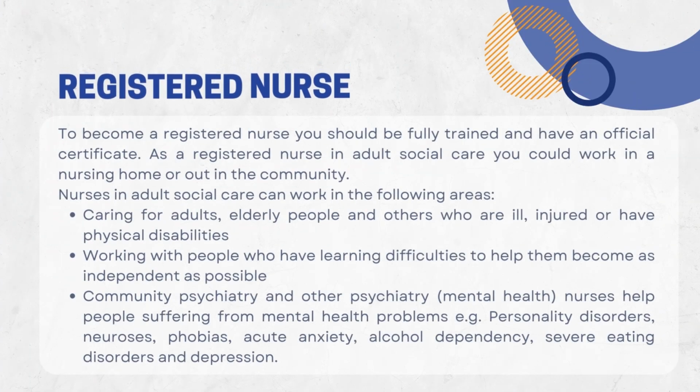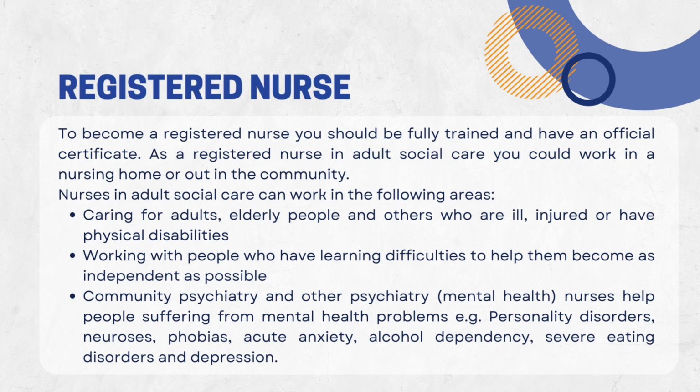Registered nurse. To become a registered nurse you should be fully trained and have an official certificate. As a registered nurse in adult social care you could work in a nursing home or out in the community. Nurses in adult social care can work in the following areas: caring for adults, elderly people and others who are ill, injured or have physical disabilities. Working with people who have learning difficulties to help them become as independent as possible.